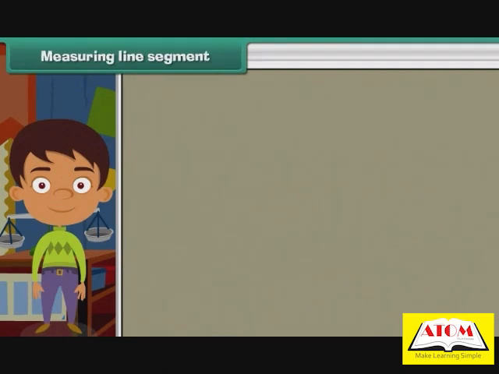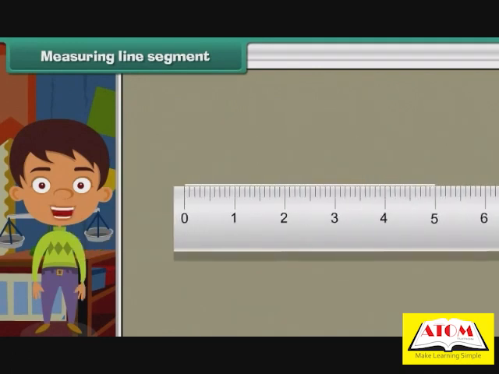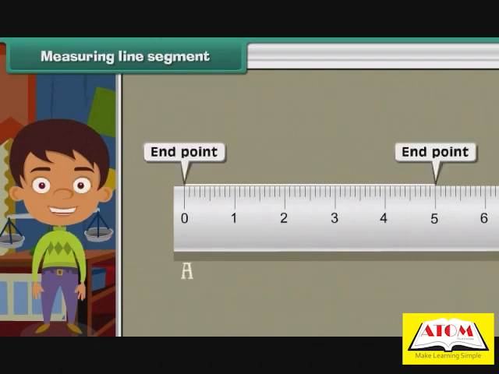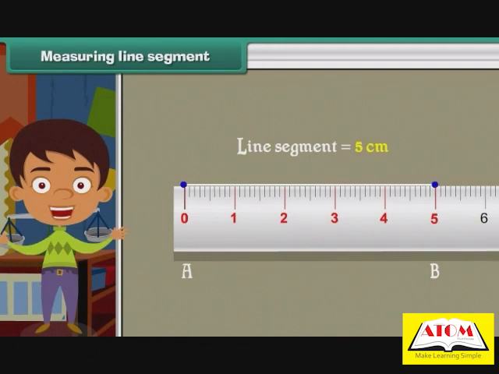Measuring line segment. It's time that we learn to measure a line segment. To measure the line segment AB, we use a centimeter scale. Put one end of scale starting with 0 just below the point A. On going from point A to B, digits 0, 1, 2, 3, 4 and 5 are travelled. Therefore, length of the line segment is 5 centimeter.